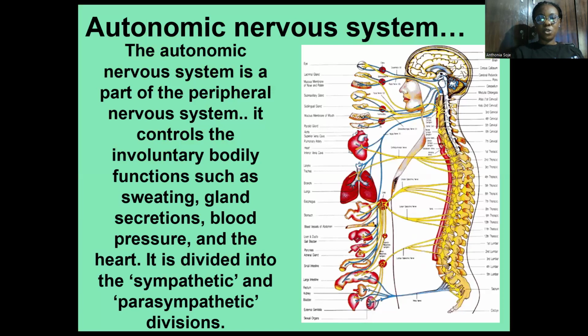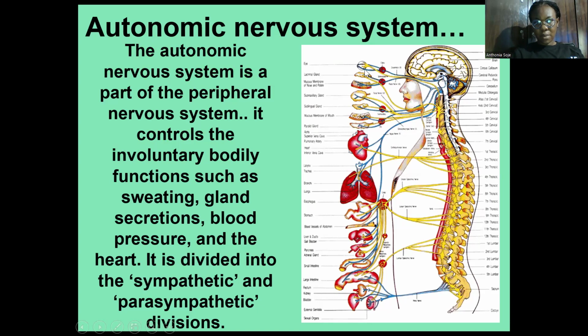So the autonomic nervous system is also part of the peripheral nervous system, and it controls the involuntary bodily functions such as sweating. That's not voluntary. You don't choose that you want to sweat or not. Secretion of the glands, that is not within your control. Then blood pressure and the heart, and it's divided into sympathetic and parasympathetic divisions. Essentially, the autonomic nervous system controls all this.